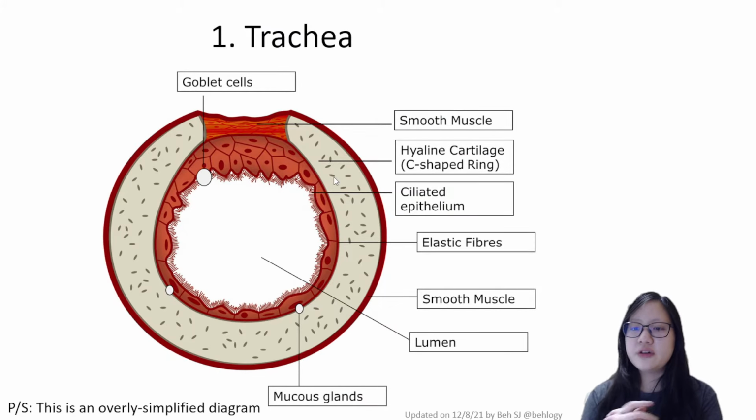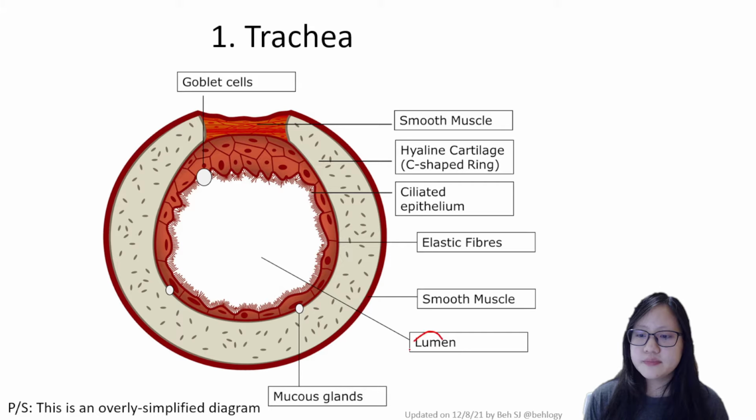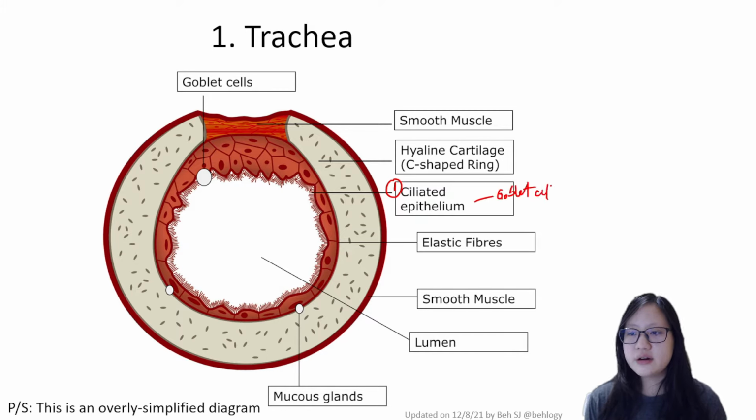Now this is a very oversimplified diagram, okay, but it does tell us some useful information of where things are. So let's start from inside out, right? We have the lumen on the most inside. This is the lumen, and then the first layer, the innermost layer here, is the ciliated epithelium. And you can see within the ciliated epithelium there are goblet cells, and we'll talk about them later, but just know these goblet cells are within that layer.